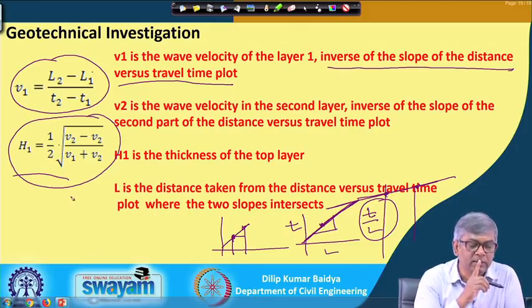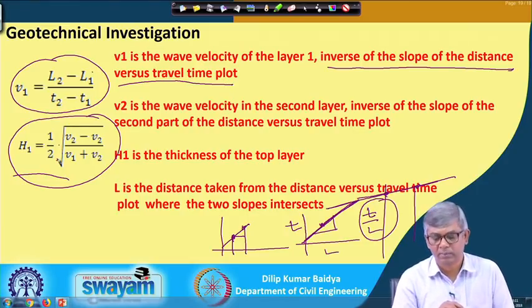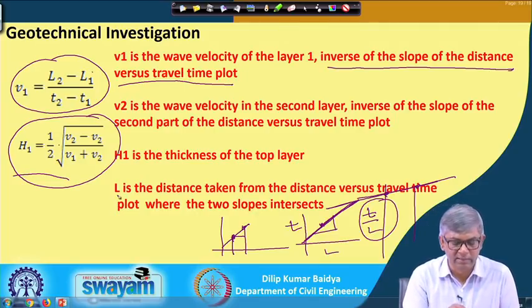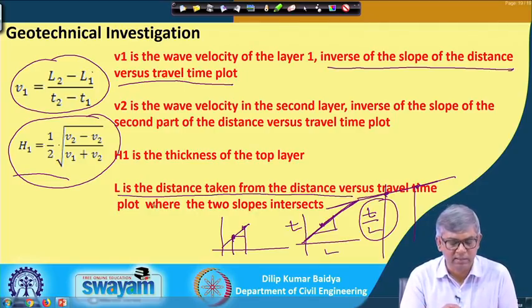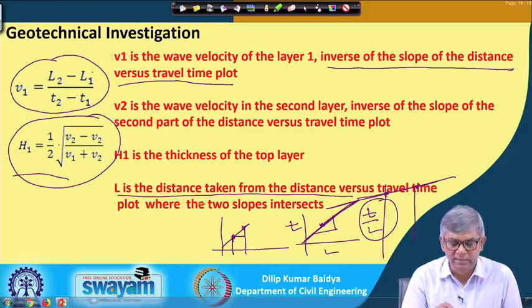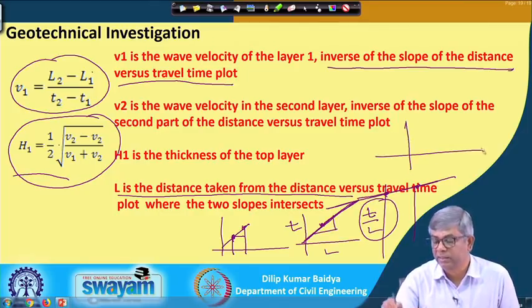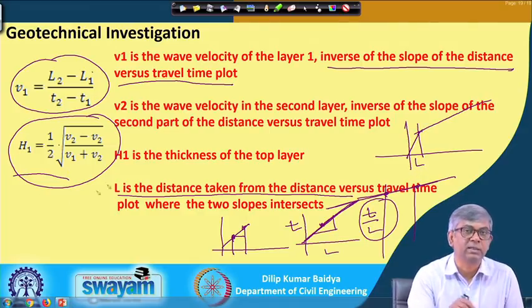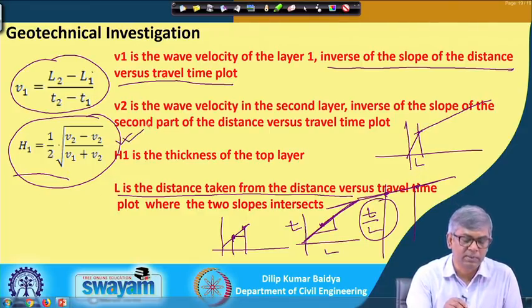But here actually there is something missing. This formula may be wrong. I have to correct it. L should be there; L should come into this equation. I will correct it later on. L is the distance taken from the fastest time. As I have told you, one part is this line and another line is, suppose, this. The intersecting point of these two lines, that is actually L. So that L should come in the H1 calculation. I will maybe correct that later on.